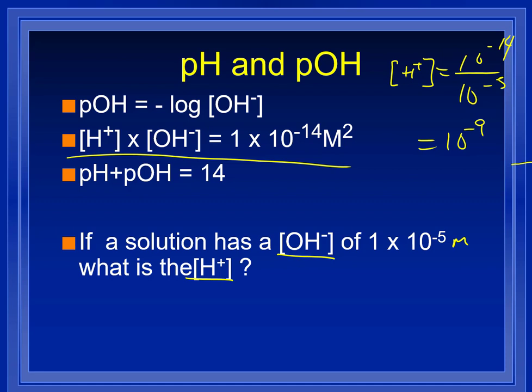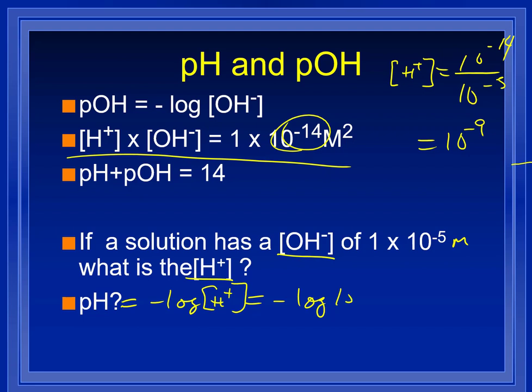Pretty easy. What's your question, Anna? Got it? Okay. What's the pH? I'm too lazy to write 1 times. So what's the pH? Well, the pH is the negative log of the H plus concentration, which is the negative log of 10 to the minus 9th, which is 9.